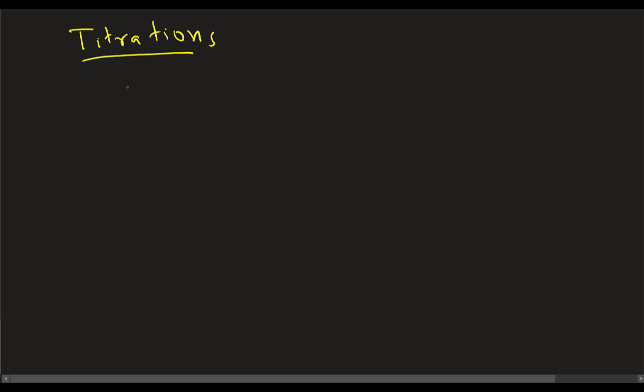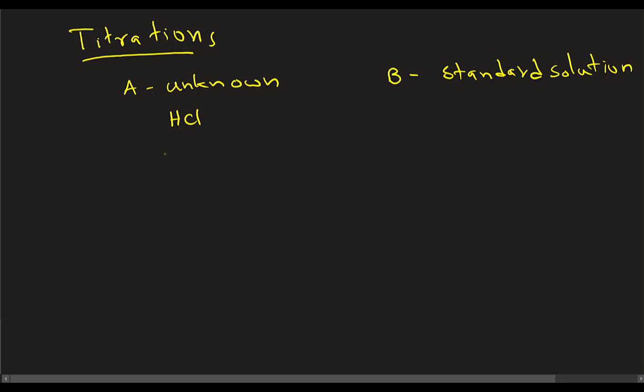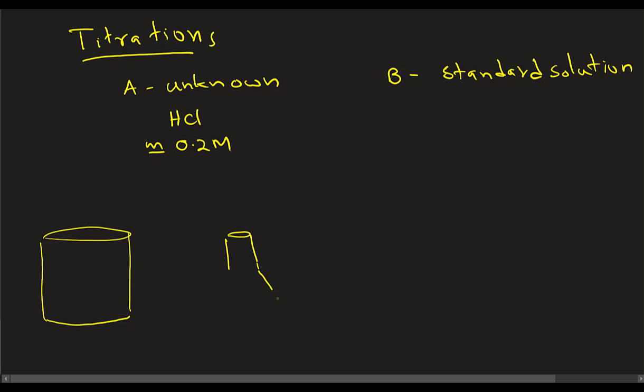Let's look at titrations. In this case, let's say we have A solution unknown, and we are looking for the molarity. B solution, we call the standardized solution. Always in titrations, one is an unknown, and you're looking for the molarity, like HCl. Let's say we assume it's 0.2 molar concentration. We assume, right? We have to figure it out experimentally and do the calculation.